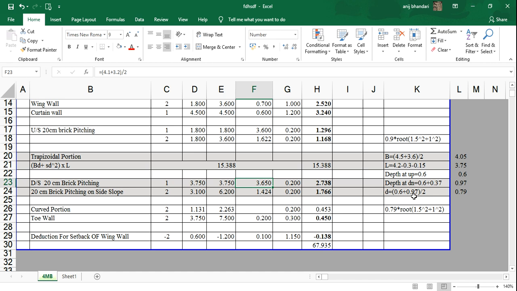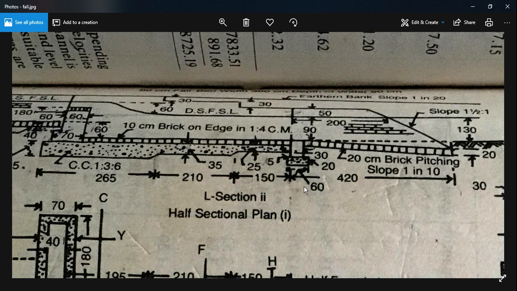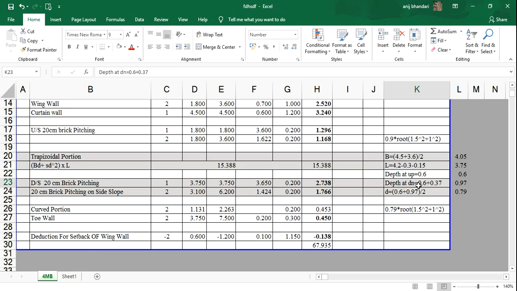That gives us here 4.2, for a length of 4.2 minus 30, that's 3.9. It gives 0.39. So depth turns out to be 0.8.